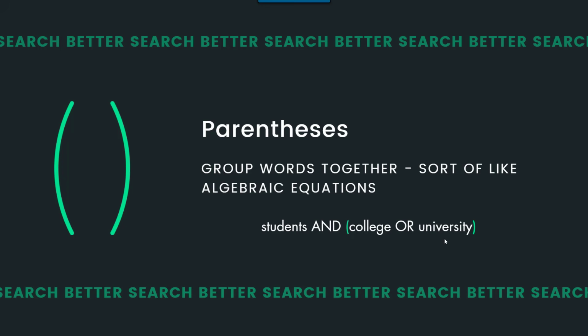Rather than use or completely separately in my search, I'm going to pack it inside parentheses. And so it works like a math equation. If you think back to order of operations, this is going to give me results for students and college, as well as results for students and university. And so that is going to be more results than just searching for students and college.